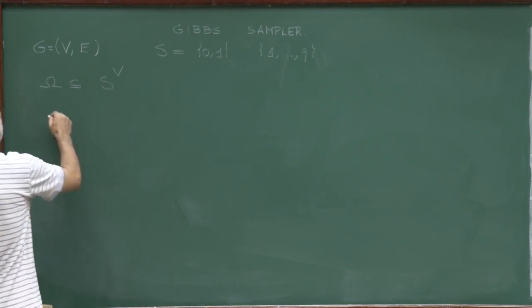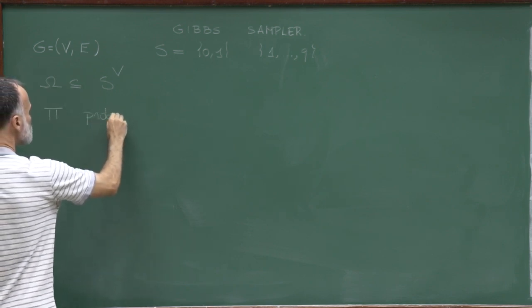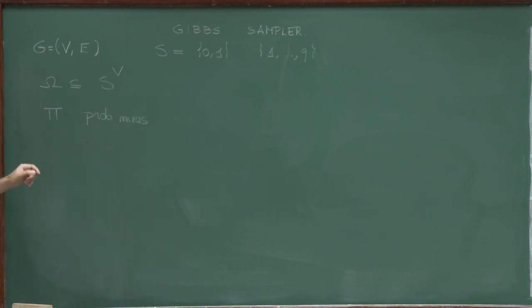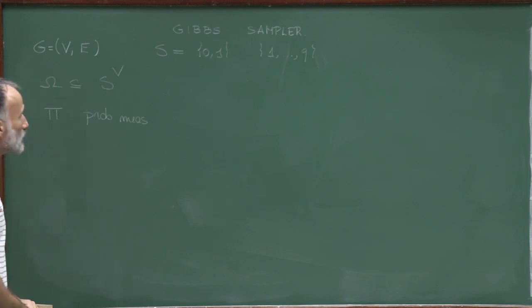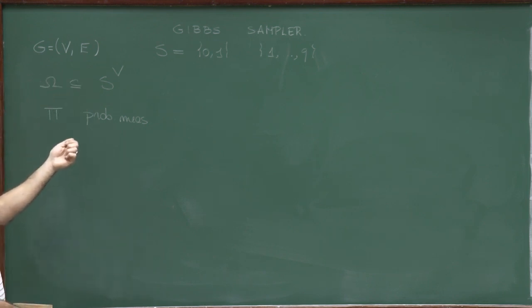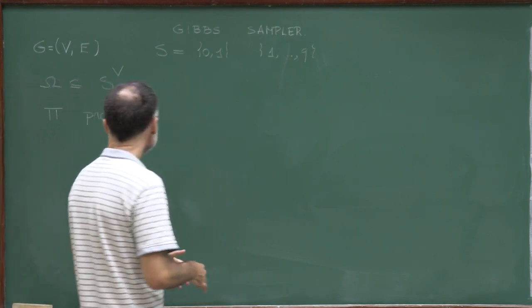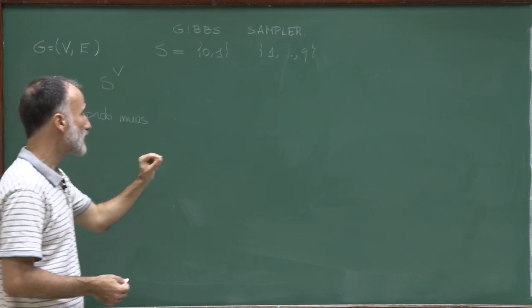Now we have a measure, pi, which is defined on omega, so this is a probability measure. And we want to define a Markov chain on the set omega, which is aperiodic, irreducible, and whose stationary state is pi. For this, what we did before is you first choose a site, uniformly over all possible sites, and then you update. So now I'm proposing a general strategy in which we will update a configuration site by site.